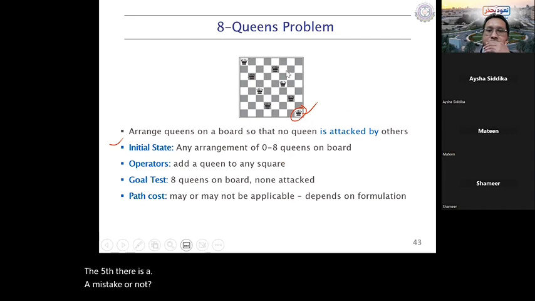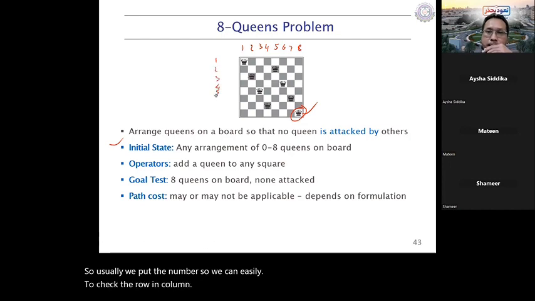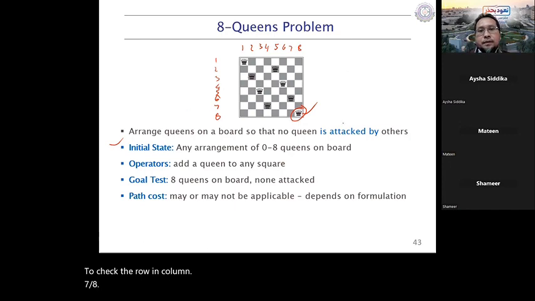1, 2, 3, 4, 5. Yeah, we can say this is the 1, 2, 3, 4, 5, 6, 7, 8. Usually we put the number so we can easily check the row and column. So 8, 8. Yeah, 8 column, 8 row.